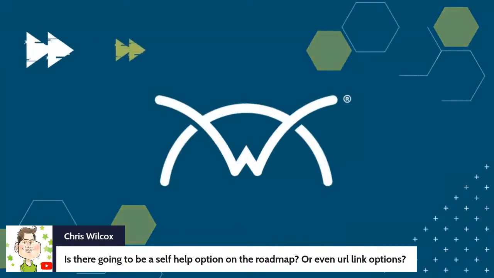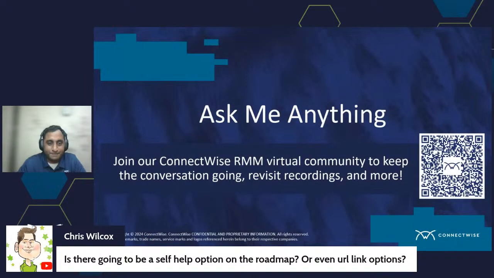Oh, I see you. All right, I see one question. Sorry for that. Is there going to be a self-help option on the roadmap or even URL link options? I'm not sure, Chris, if I fully get the question here. Self-help option on submitting a ticket, or the URL option? Are you referring it to a communicator routing it to the users to a different page or something?